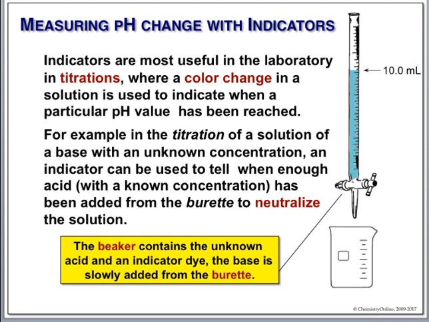So what we're going to do is start off with some volume in this pipette. Going to open this very, very carefully. Going to dribble in bit by bit until we get our color change. We look at where we started, where we ended, we know how much base we added.